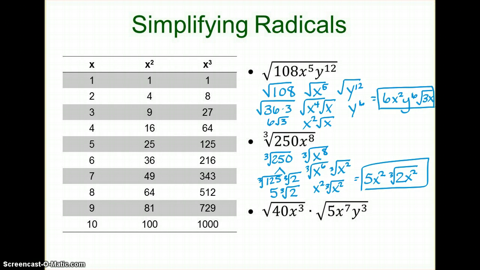Now on this third example, to make this easier for us, rather than simplifying, multiplying, and simplifying again, we're just going to multiply once and simplify once. So we're going to multiply this together.